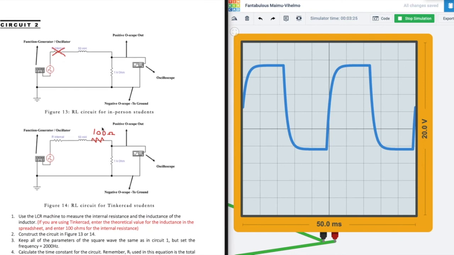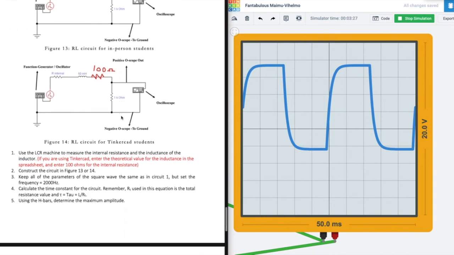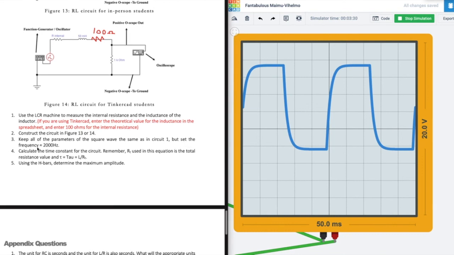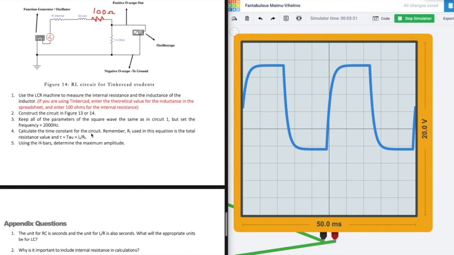Circuit 2 is the RL circuit. So basically the same for step 1, step 2. Step 3, we change the frequency. Then we calculate the time constant.